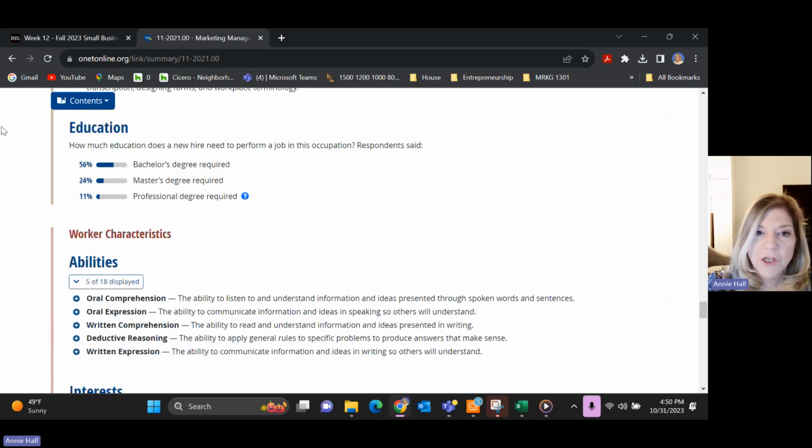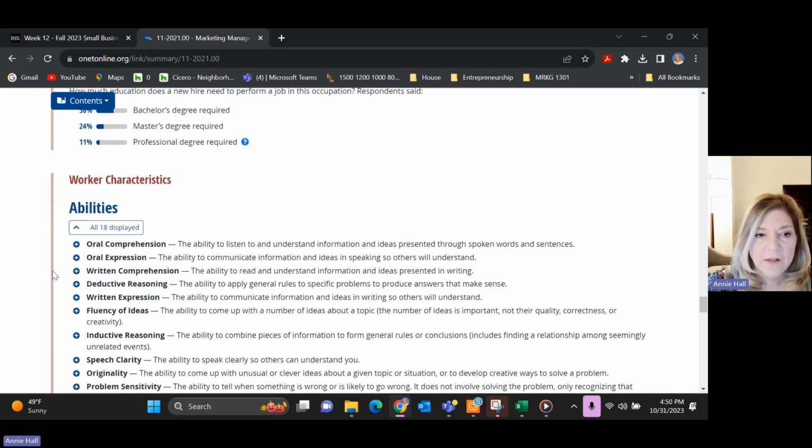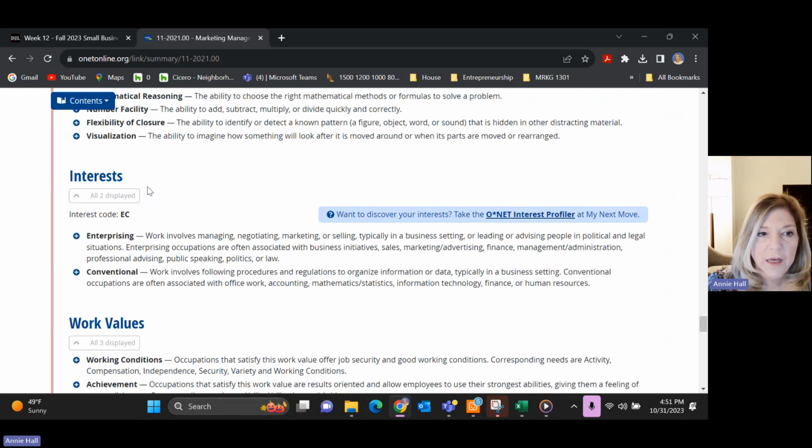Here is typically how much education is required for a marketing manager position. Half of them require a bachelor's degree, 24% require a master's degree, and 11% require a professional degree. That would be like a doctor or a lawyer, or perhaps a doctorate in marketing. Abilities, what abilities do they need to have? Again, a nice little list for you to consider.